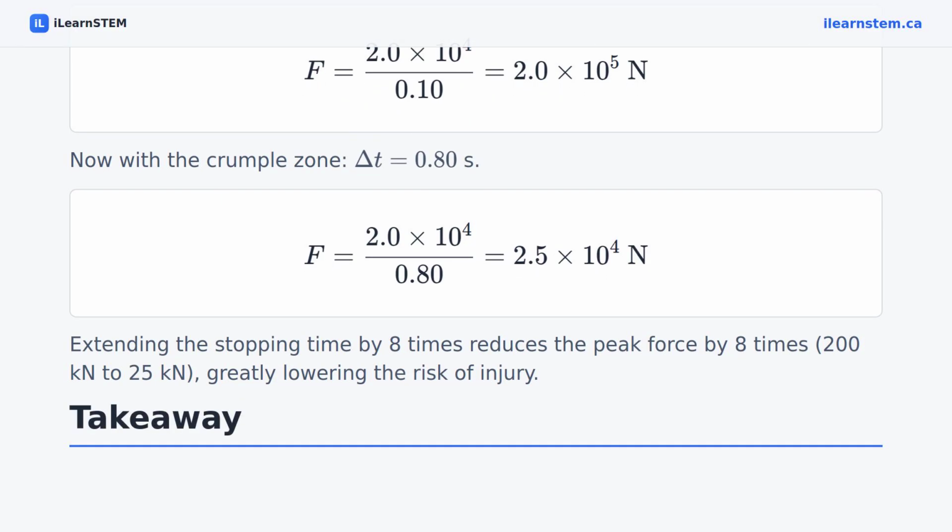The key takeaway: increasing the time over which momentum changes reduces the average force, which is why crumple zones improve safety.